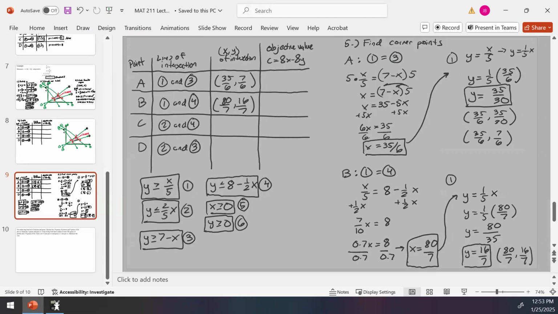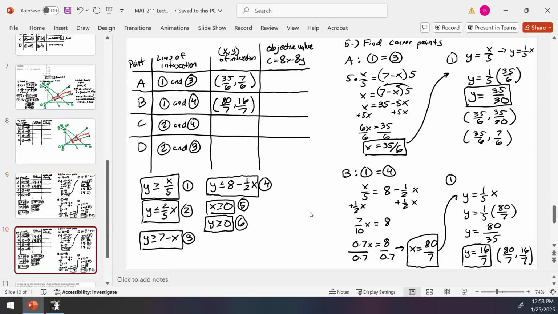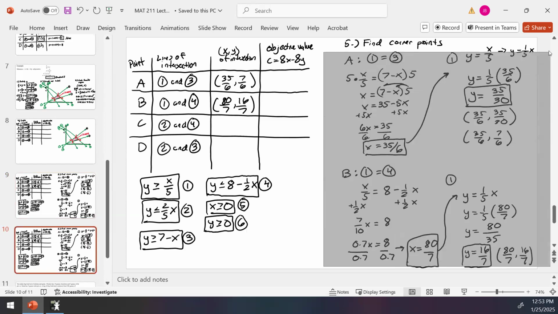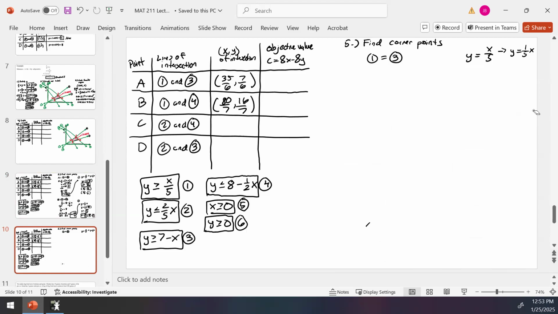So let's do the last two coordinates. Actually, what am I doing? I could just duplicate this. And so now we're going to do C and D. So for C and D, it's going to be 2 and 4. So setting 2 and 4 equal to each other. So 2/5 x equals 8 minus 1/2 x, like that.